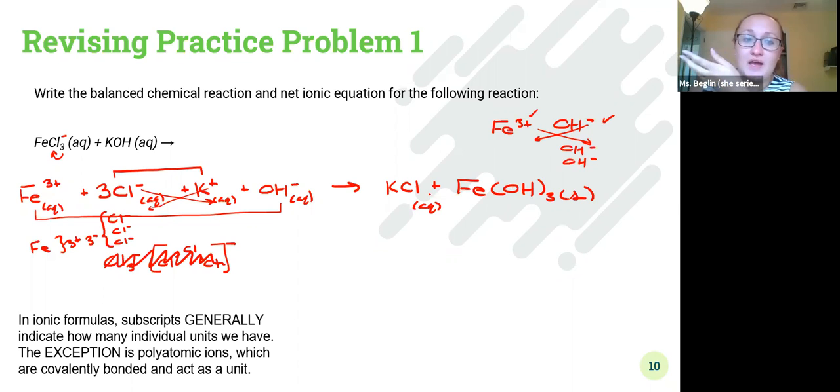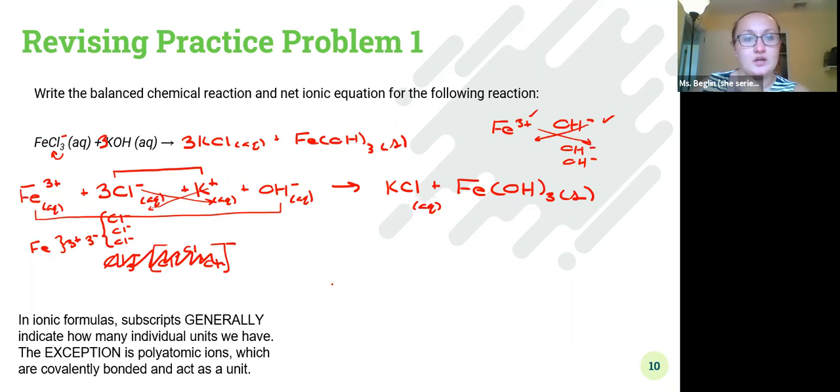Now I do have to balance the chemical equation. So let's do KCl aqueous plus Fe(OH)3 solid. I'm going to need 3 KOHs so that I have 3 OH on both sides. And I'm going to need 3 KCls so that I have 3 Ks and 3 Cls on both sides. This is our balanced chemical reaction.